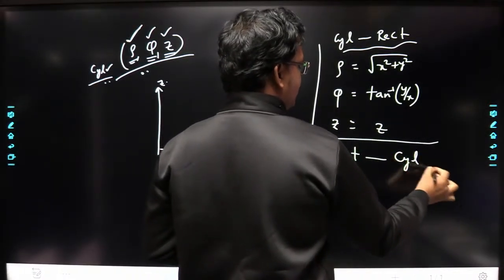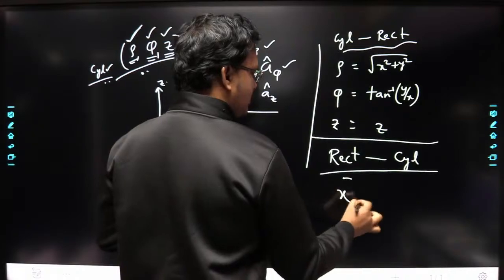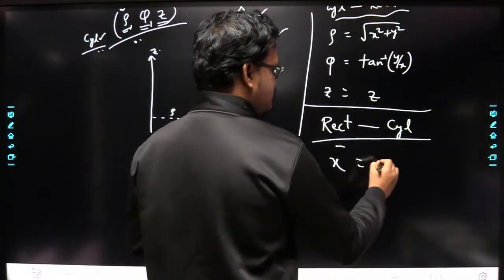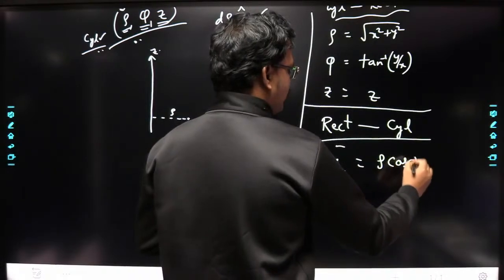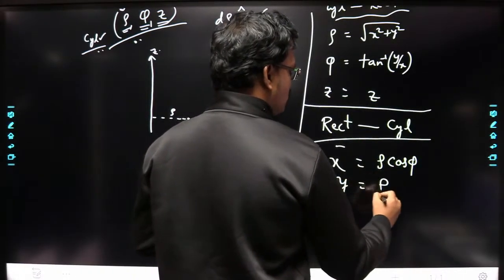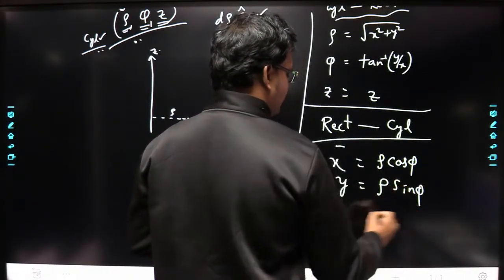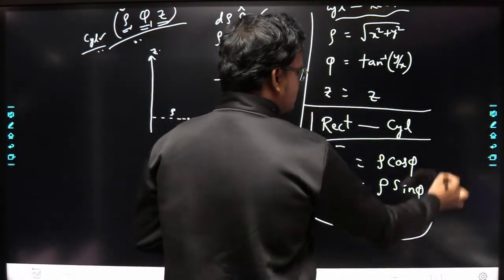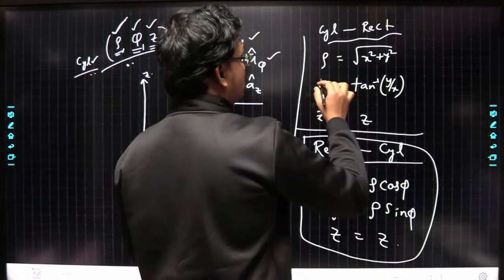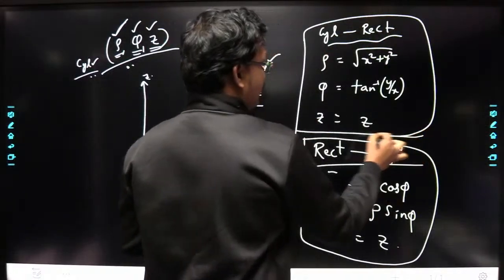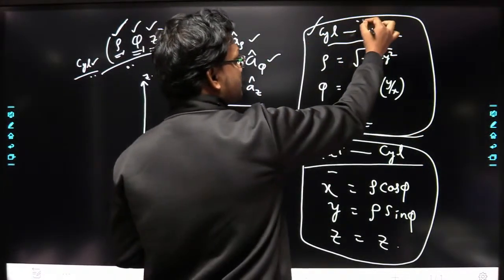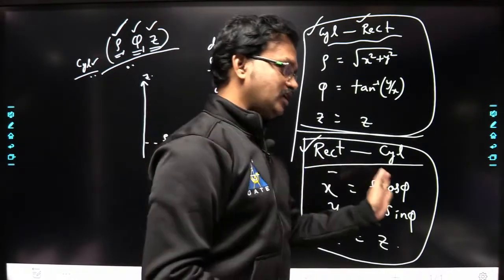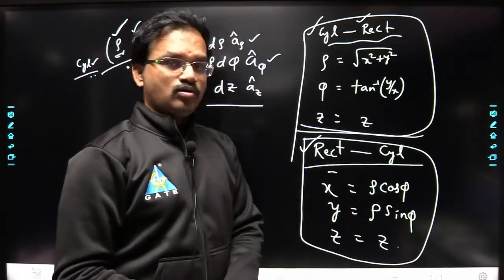Similarly, we represented the rectangular coordinates in terms of cylindrical coordinates. We got x is equal to rho cos phi, y is equal to rho sin phi, and z is the same as z. So this is the representation of cylindrical coordinates in terms of rectangular coordinates, and this is the representation of rectangular coordinates in terms of cylindrical coordinates.